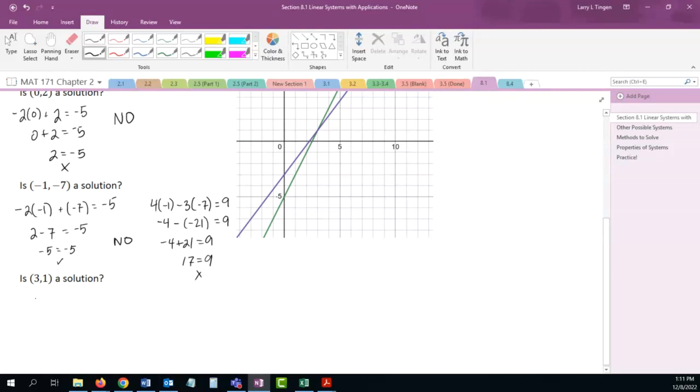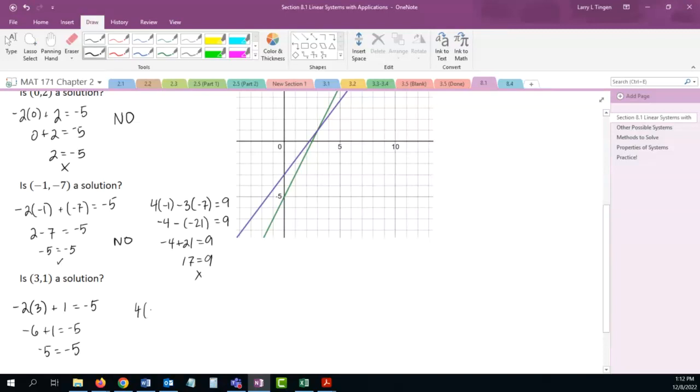How about (3, 1)? You can look at the graph. You know how this is going to go already, right? Negative 2 times 3 plus 1 is equal to negative 5. Negative 6 plus 1, negative 5 is equal to negative 5. Again, all I'm doing is taking the two coordinates from the point they're asking if it is a solution, and I'm plugging it into the two equations from the system.